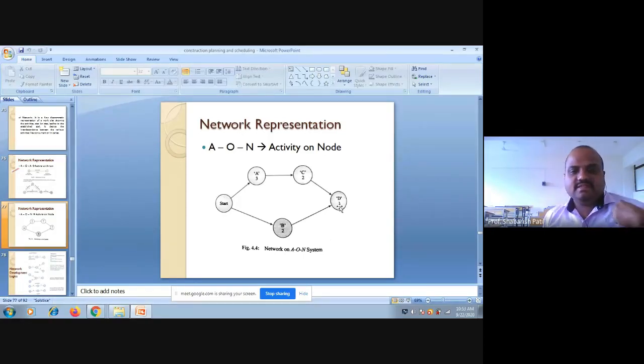Next, this will be your assignment, or else just a typical review. It is some sort of a review question where I am asking you to try to get the differences between activity on arrow and activity on node methods. This you have to do. Activity on arrow and activity on node.